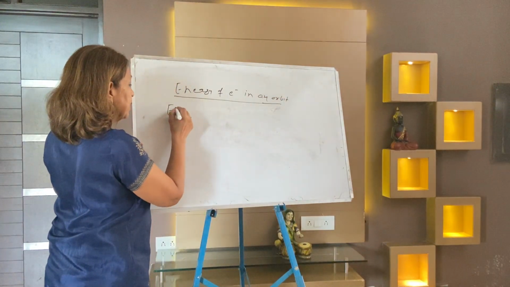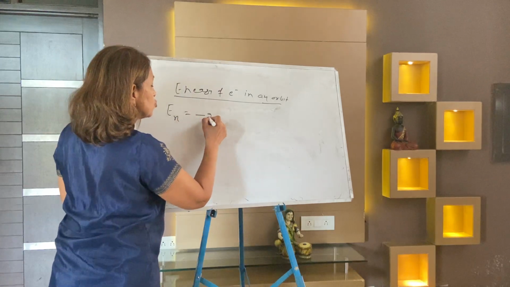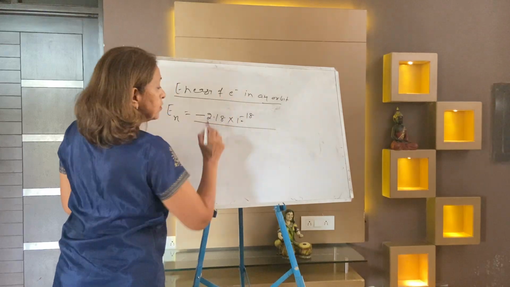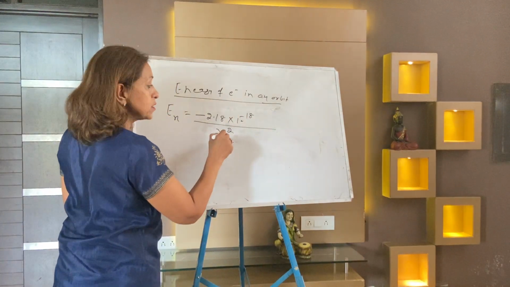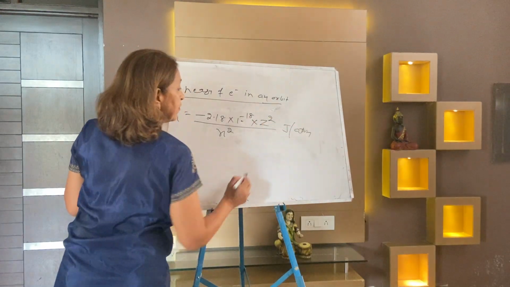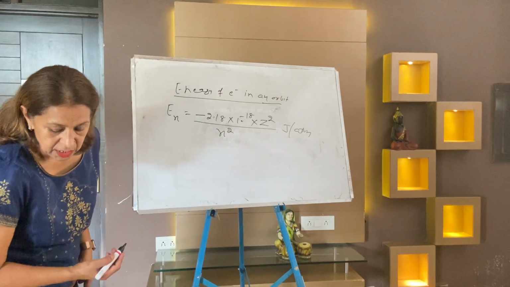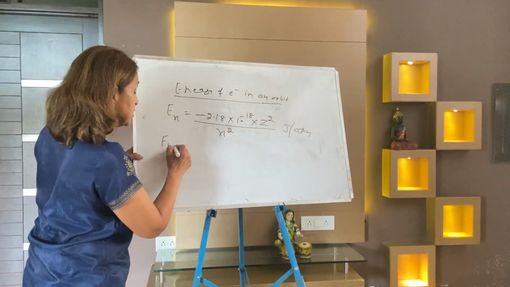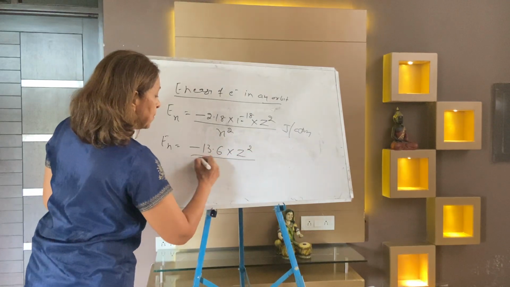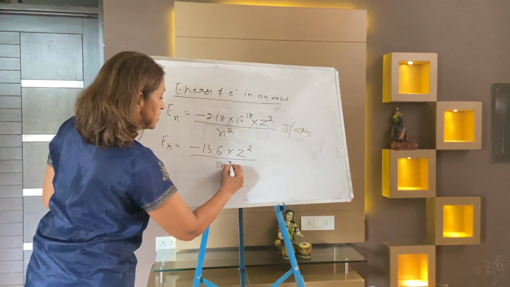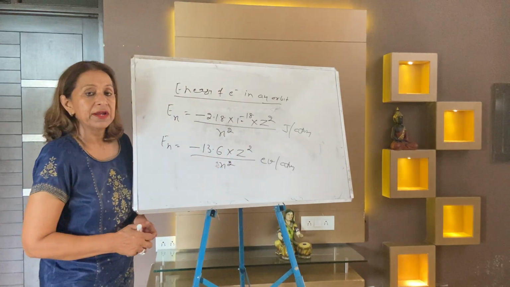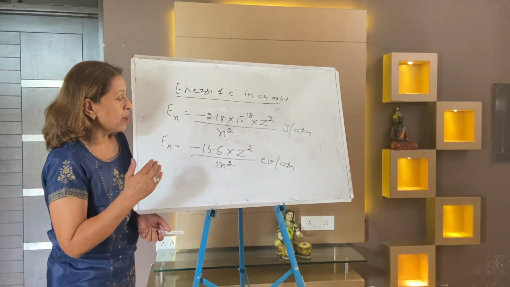The one is: energy of electron in any orbit is equal to minus 2.18 into 10 to the power minus 18 into z square by n square, but this is in joules per atom. You want to calculate the energy, it is this. After that, in electron volt, it is minus 13.6 into z square by n square, that is electron volt per atom. So you can calculate energy; I have covered all the descriptive topics.